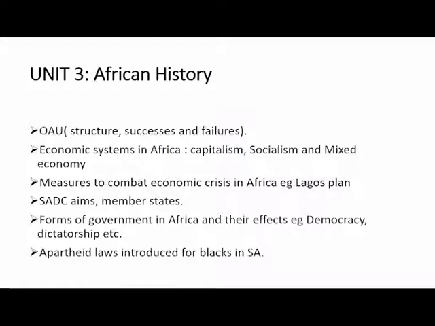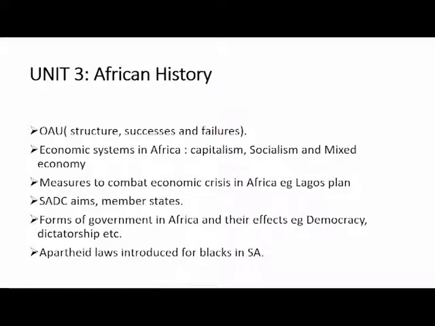Let's move on to SADC, Southern African Development Community. You should know when it was established, member countries, the member states. You should know its aims, and those member countries also had functions. They had specific functions to carry out. For example, I'm just giving you one example of Namibia, that was to look after the fisheries and the marine resources.